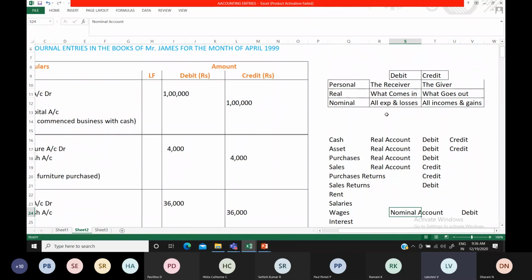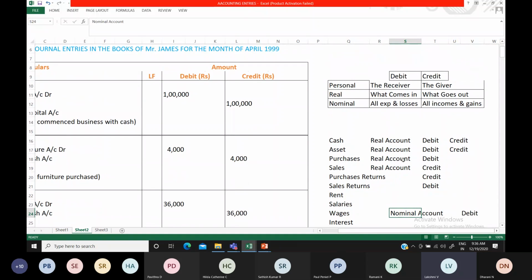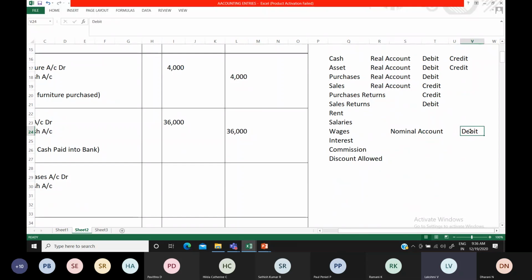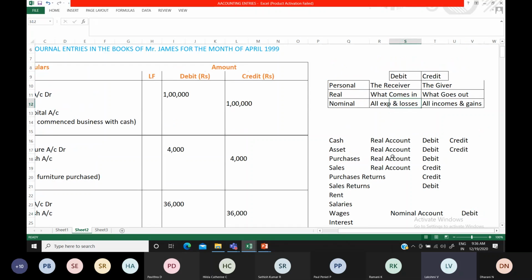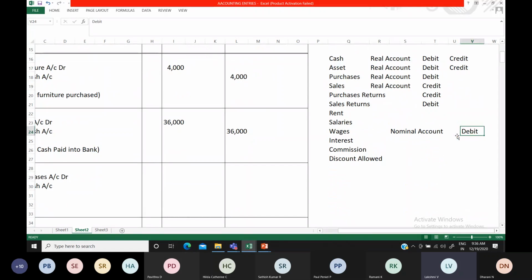Nominal account rule is what? Debit all expenses and losses. So you have to debit the nominal account, whatever they have given. Discount allowed, commission you have paid, or interest you have paid to the bank or some person, everything you have to debit only. If it is considered as an expense, then you have to debit.